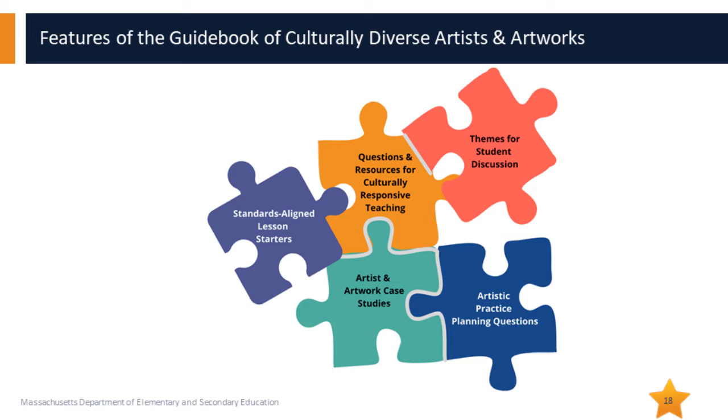So what are the featured components of the guidebook? Well, it includes questions and linked resources to support cultural responsiveness, visual references and linked resources in each case study of artists and artworks, contextual information about each artist and artwork, planning questions focused on the 4 clusters: creating, presenting or performing, responding, and connecting. Suggested themes and student discussion questions to prompt prior knowledge, engage critical thinking, and personal connection making. And finally, suggested lesson starters within each case study indicate direct alignment to the content standards within the Massachusetts Arts Framework.